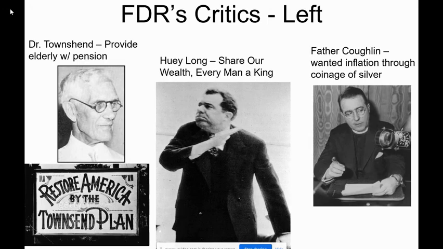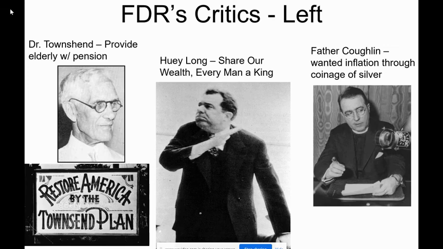All right, now to his critics on the left. Okay. There were three main people that were more liberal, that thought that FDR was not doing enough. Probably of the three, the most dangerous to FDR would have been Huey Long. So I'm going to talk about him last. Okay, the other two guys, let me just talk about them.